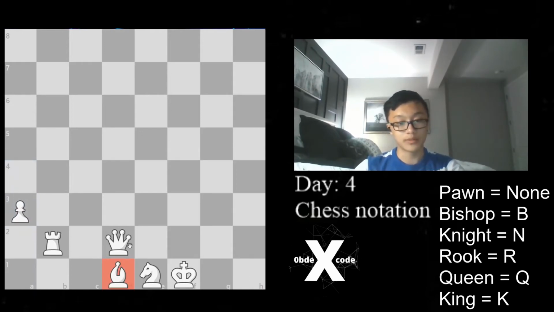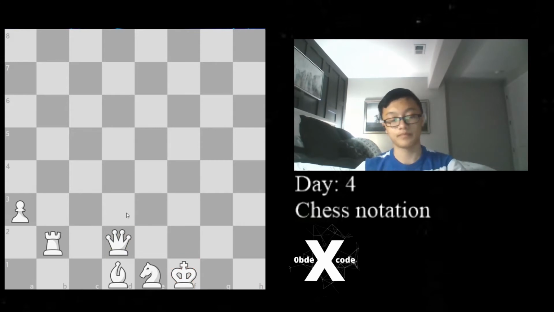Anyways, the bishop, its label is B. The knight would be labeled as N. The rook would be labeled as R. The queen would be labeled as Q, and the king would be labeled as K. So let's just do a couple moves. So this would be A4. We've already seen that earlier.